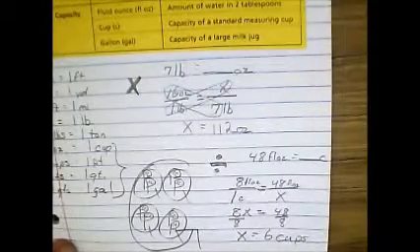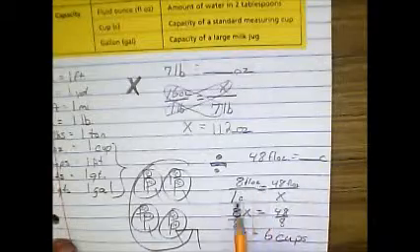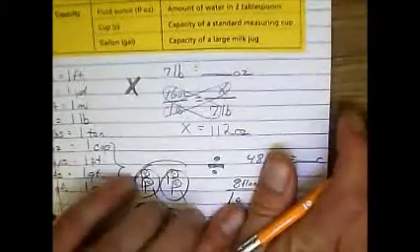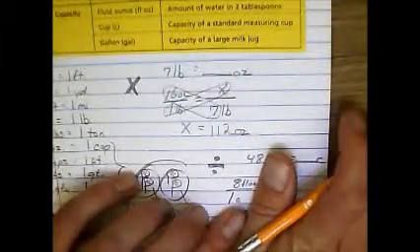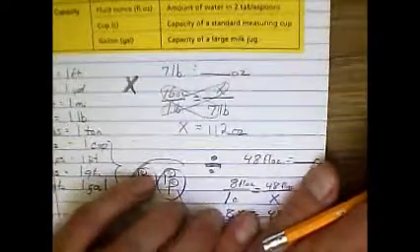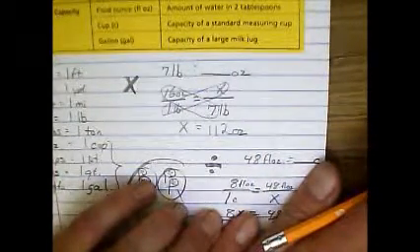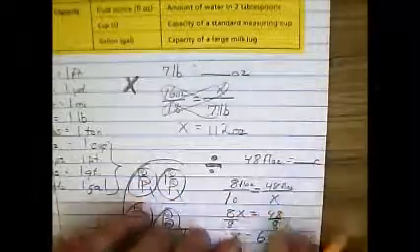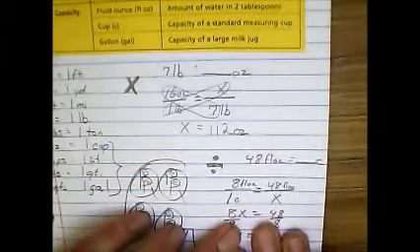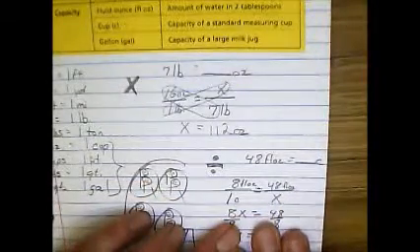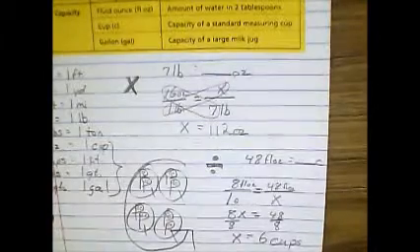Okay? So you see how we did that? We started with a ratio, 8 to 1. We built a proportion. After we built a proportion, we created an equation. And then we solved for our variable, equaling 6 cups.